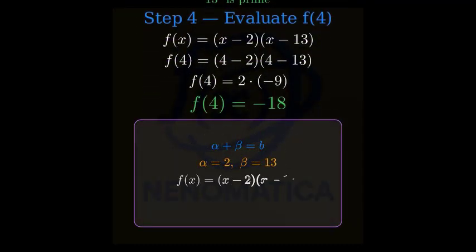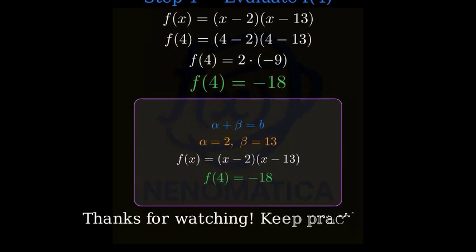Quick recap. 1. Vieta gives alpha plus beta equals b. 2. Since b is odd and the roots are prime, one root must be 2. 3. Using f of negative 1 equals 42, we solve for beta equals 13. 4. Plug in x equals 4 to get negative 18. Great work! You have now seen how algebraic structure and number theory facts about primes combine beautifully to solve this problem quickly and clearly.